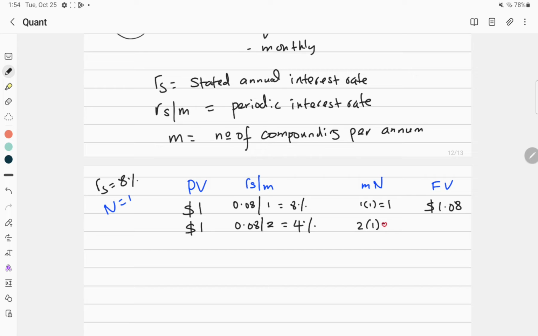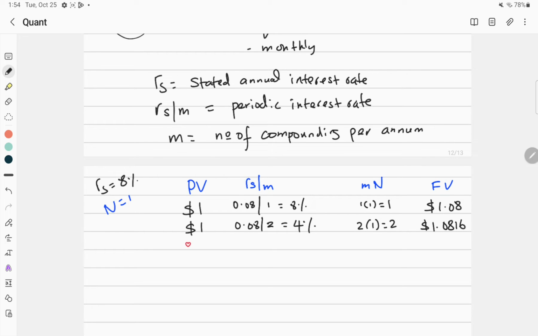our N is still 1, right? And this will give us about 1.0816. So at the end of the first year, with semi-annual compounding, a $1 investment with a 0.08 stated annual interest will be worth about 1.0816. Let's keep on going.